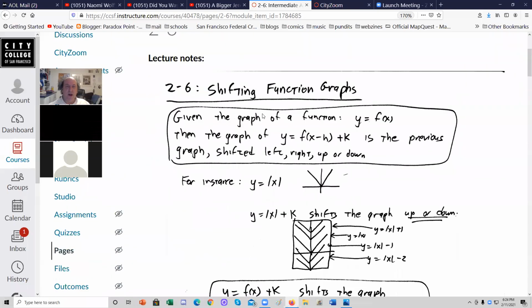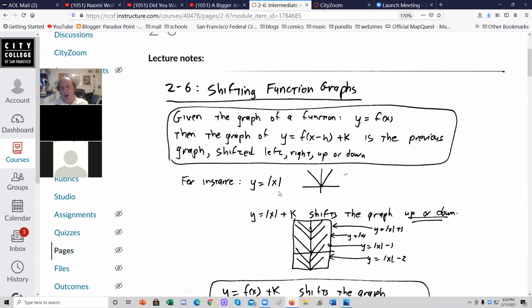Okay, this section is about shifting the graph of a function, left, right, and up, down. So given the graph of a function, y equals f of x, then here's another function, y equals f of x minus h, plus k. It will be the same graph as before, but shifted left or right, up or down.